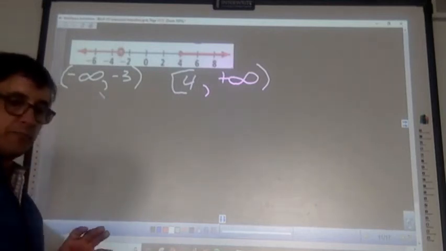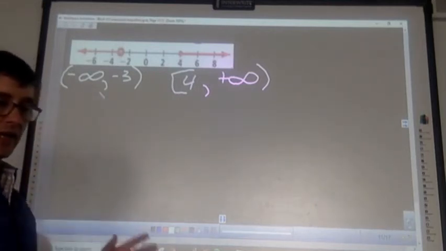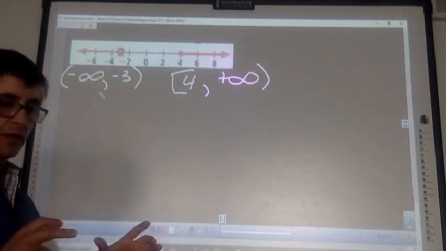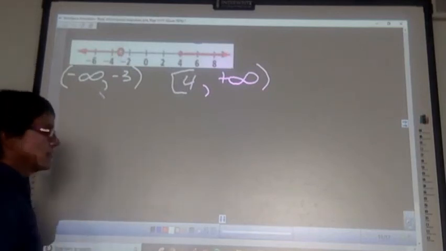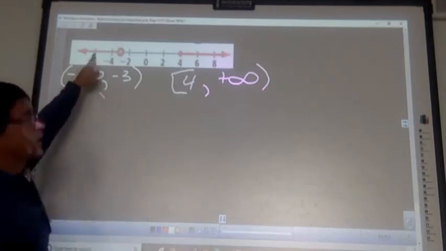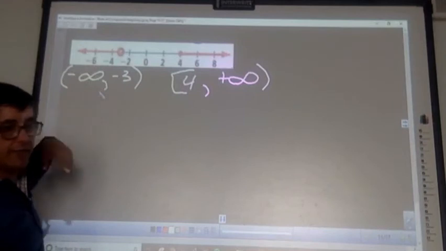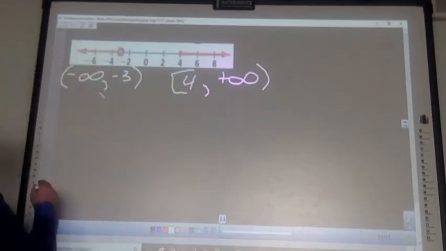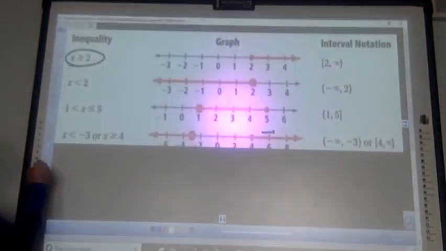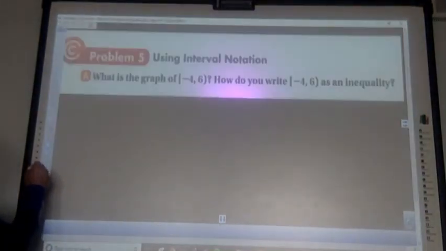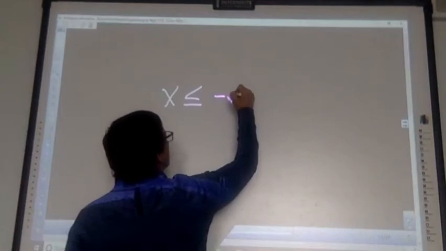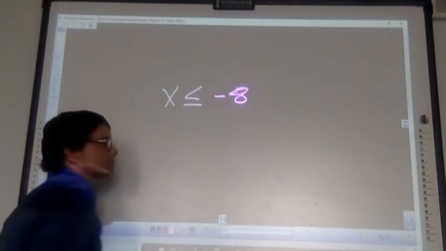So I'm going to do a bunch of these. We're going to do a less than, greater than with one number. We're going to do and, or with the two different equations. We're going to go from graph to interval notation and the other way, interval notation to graph. Let me just see what my next slide was. This one, okay, good. Okay, so let's say we have x is less than or equal to -8.